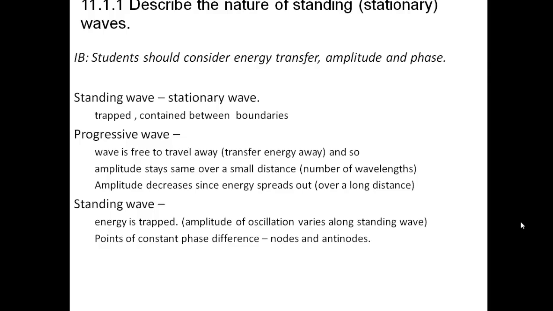A node is where you get constant destructive interference. In other words, the crest from one wave meets with the trough of the other, or in other words, the trough from the wave meets the crest from its reflection.